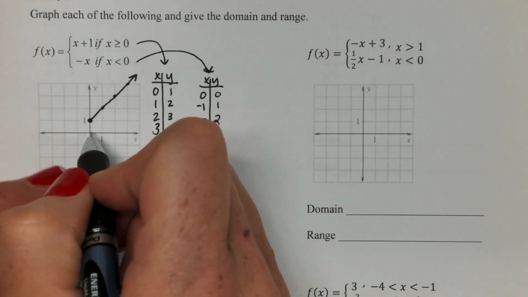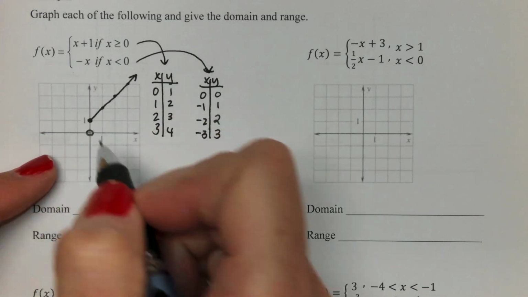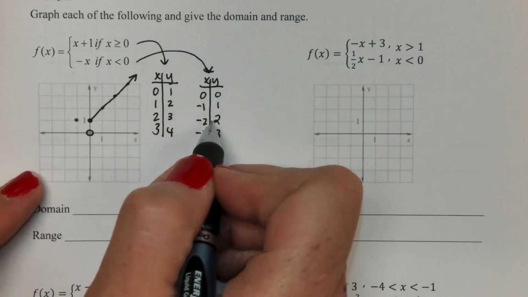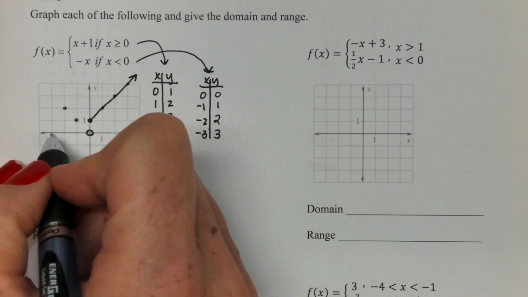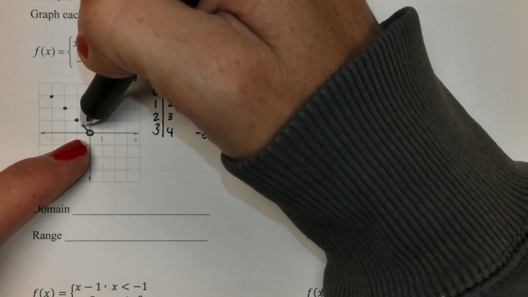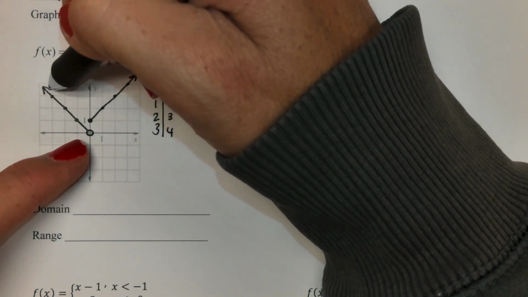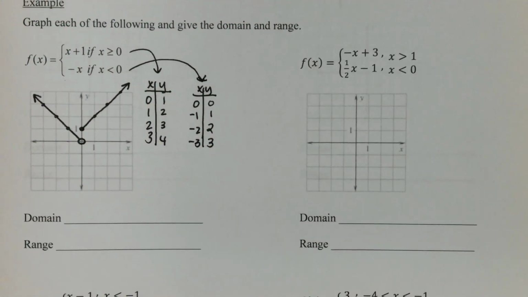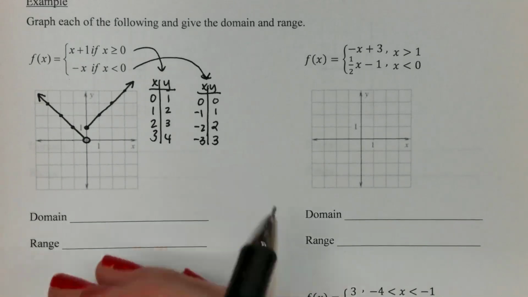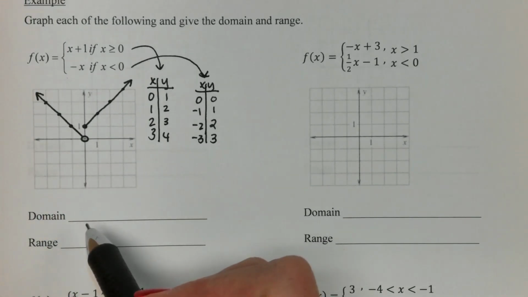So I'm going to start with 0, 0, and that's going to be an open circle. And then I've got -1, 1, -2, 2, and -3, 3. And I connect them in that order. So from 0 to -1, -2, -3. And there is my first piecewise function. So just two pieces, parts of functions, together in one graph to look like a function.